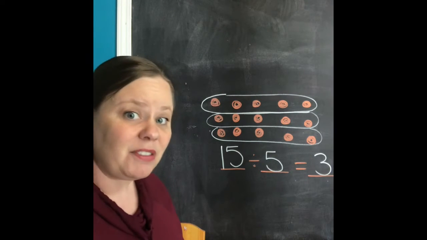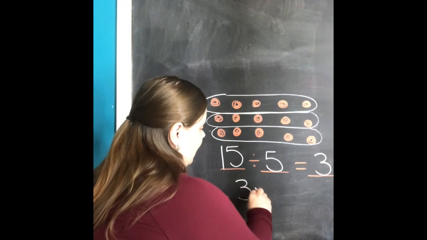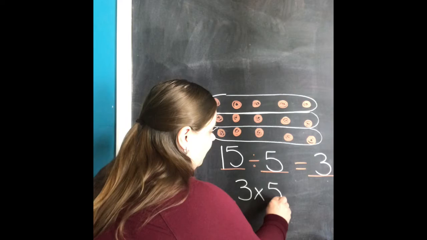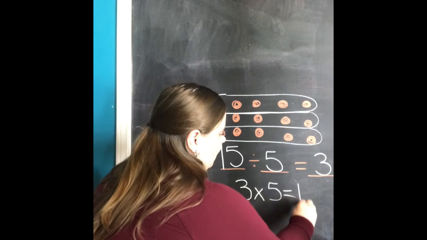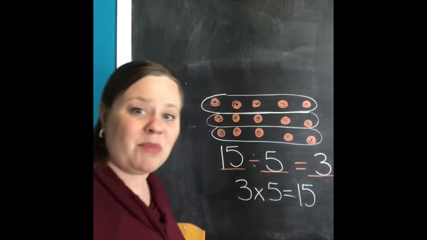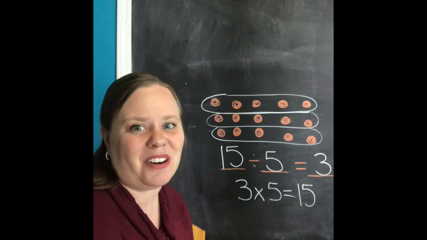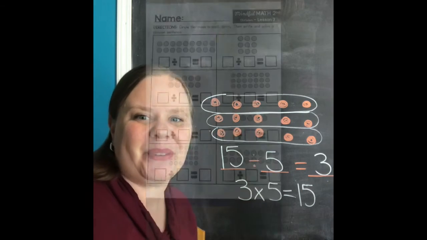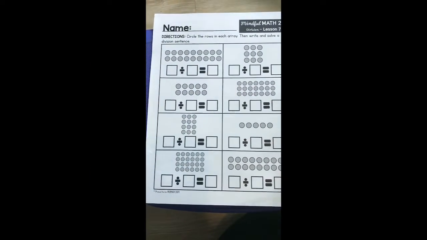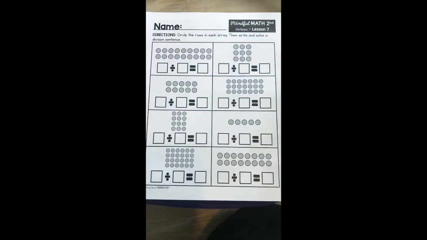And you can see the flip side of that, because we know that 3 times 5 equals 15. Because they're fact families. I'll show you 1 or 2 more examples, then you're ready to get working in your book. There are 3 different kinds of problems that you're going to be seeing today in lesson 7 on your math. So let's look at the first one.